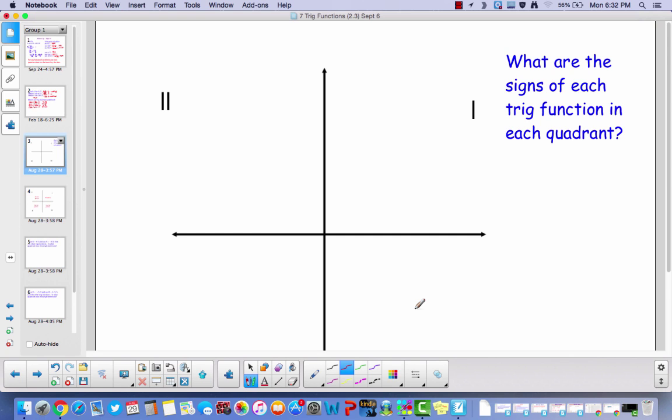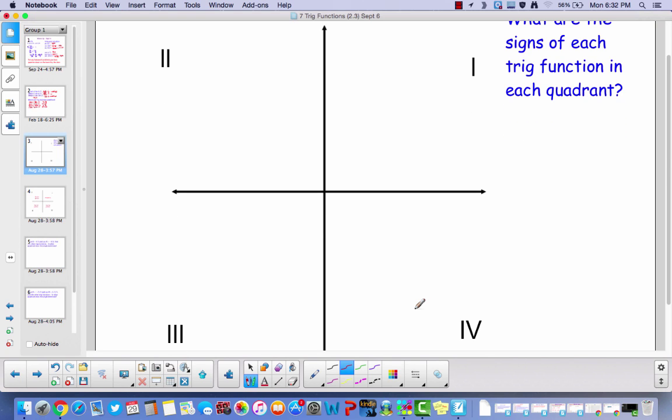All right, so now let's look at the signs of each trig function in each quadrant. Take a minute and mark your quadrants here as to which is positive and which is negative. Go ahead and pause it.